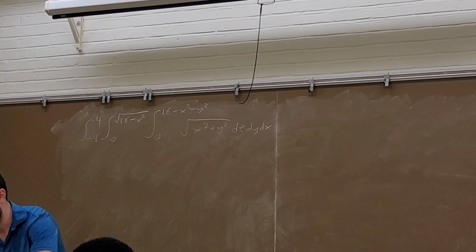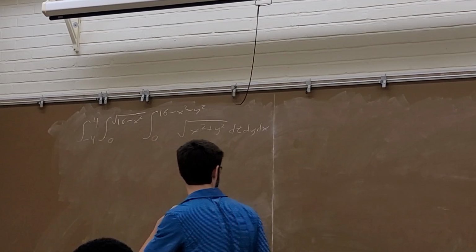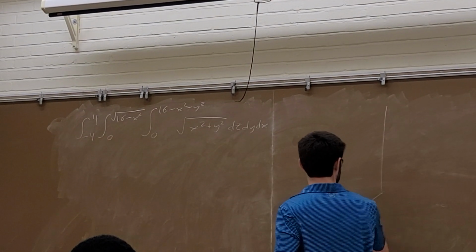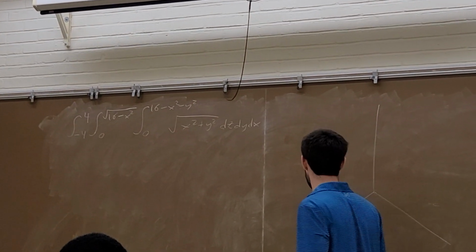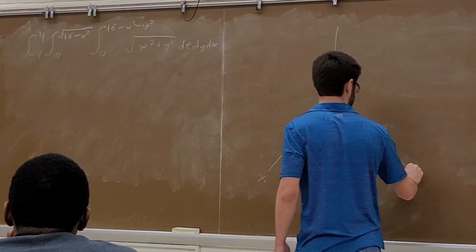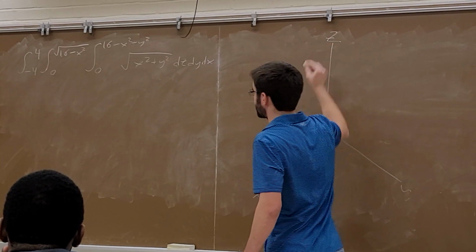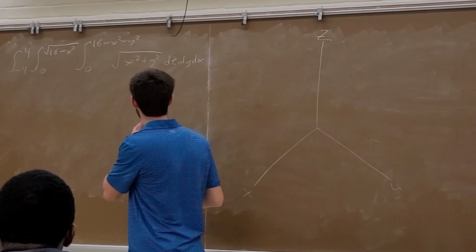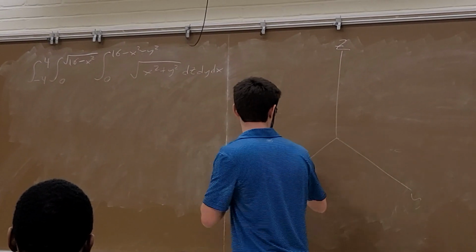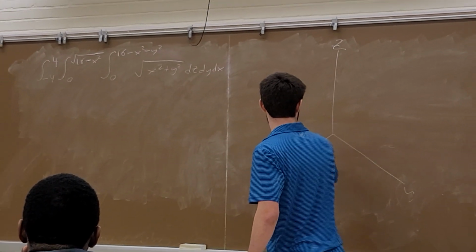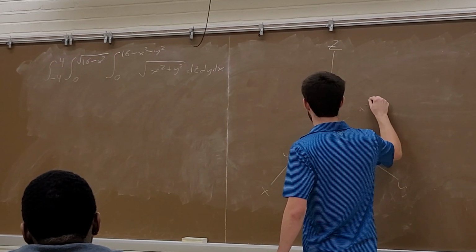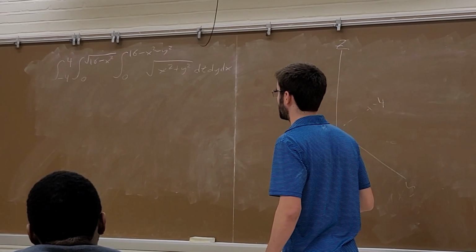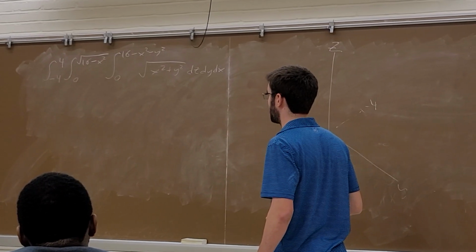Okay, wait, let's draw what our region is. We're just integrating over x squared plus y squared equals 16. So we know it's either cylindrical or spherical. Let's think about which one it would be. We'll go ahead and just draw our region, a half circle. So we have x goes from 4 to minus 4, and y goes from 0 to.